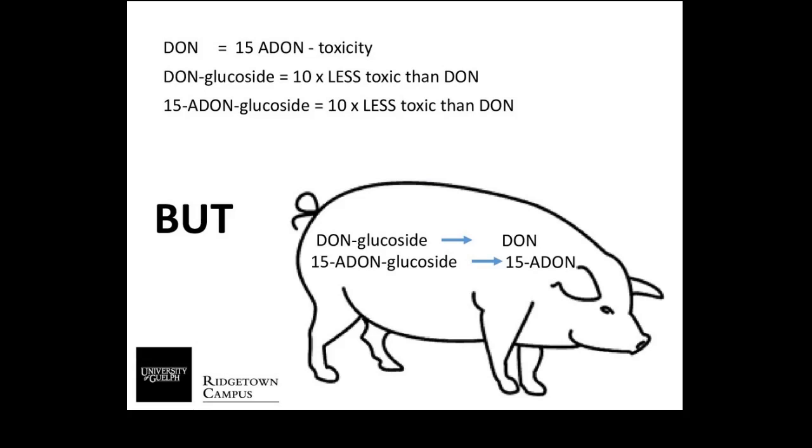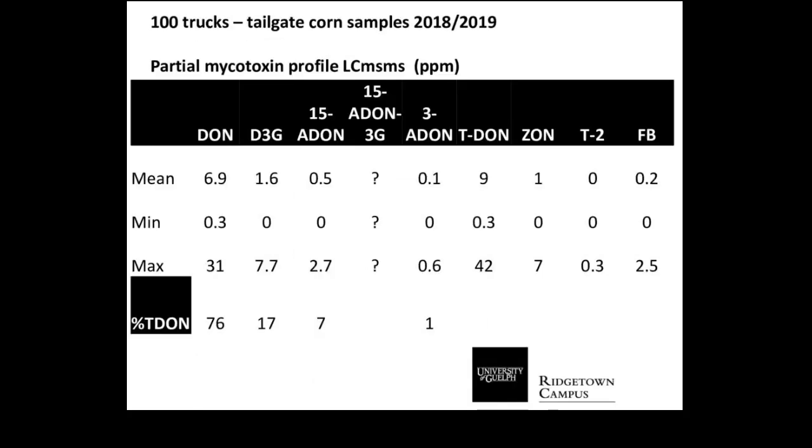So the pig is exposed to the DON that's tied up as well. And so that's something that's important to remember, especially in the feed industry when we're feeding corn and including corn in the feed. And so we sampled 100 trucks using a tailgate sample, and this is the result of this. And we used a high-end tool called LCMSMS to determine what's in those particular samples.